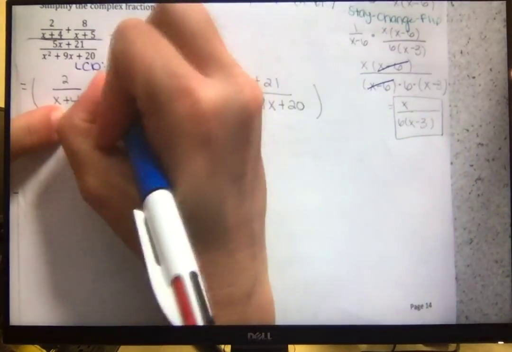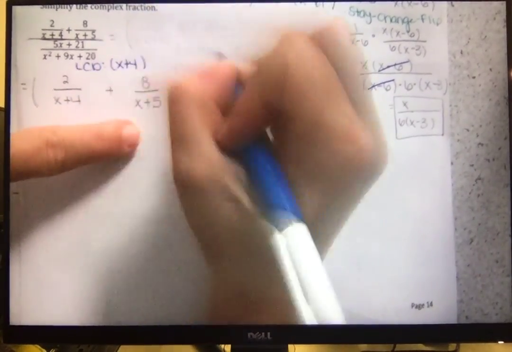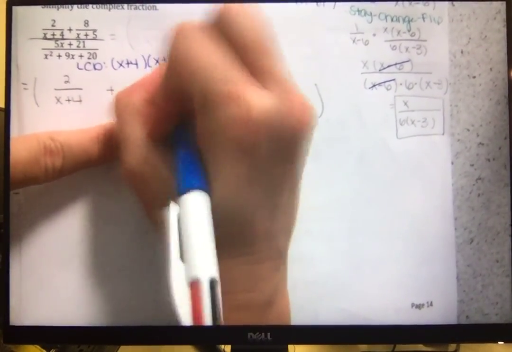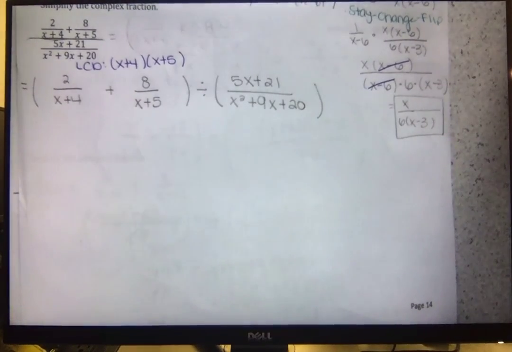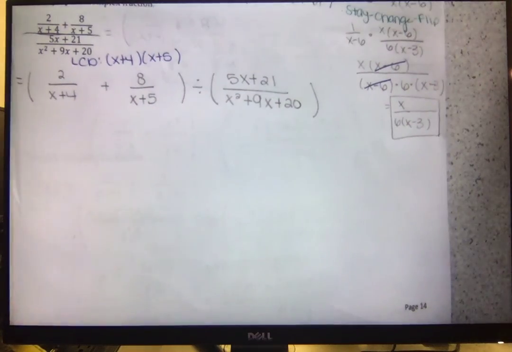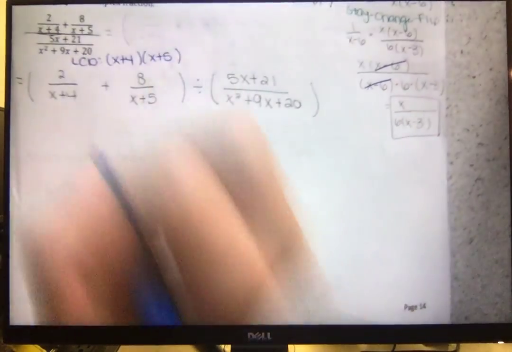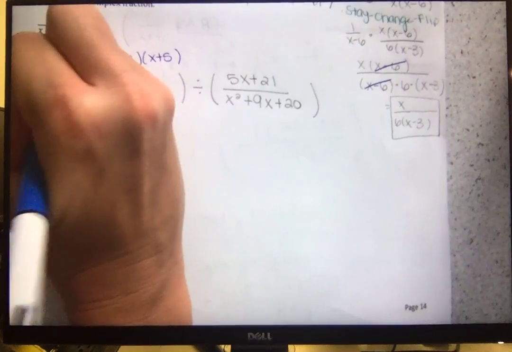Going from left to right, x plus 4 has to be there. x plus 5 has to be there. So our LCD is x plus 4 times x plus 5. Our first fraction already has x plus 4, so it's missing x plus 5. So we're going to multiply that to the top and the bottom.